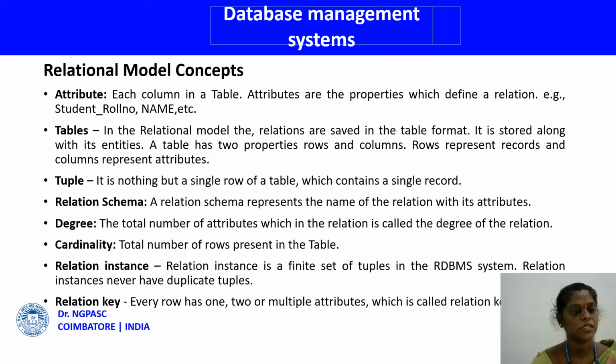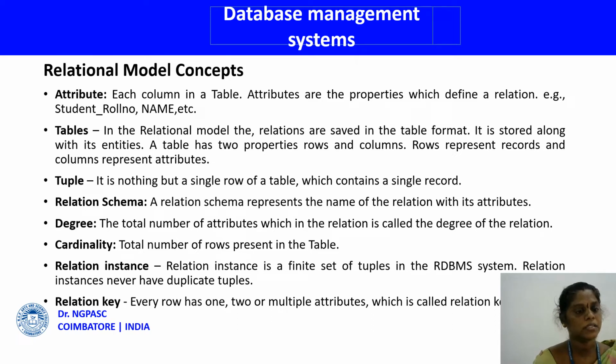Next is the relation schema. A relation schema represents the name of the relation with its attributes. It represents the name of the relation and how it is related with its attributes. For example, student number and name all come under student details. Similarly, department name and so on come under the department. So the relation schema gives the name of the table and how it is linked with the attributes.